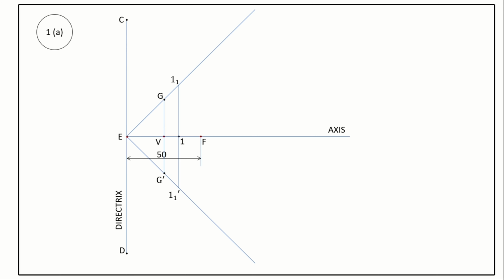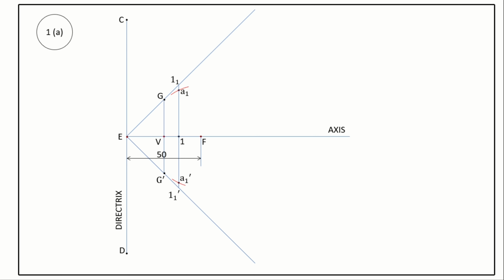Now take a compass, measure the distance 1 1 1. Keeping F as center, cut the same line 1 1 1 and mark the point as A1. Similarly, using the same radius, keeping F as center, cut the line 1 1 1 dash and mark the point as A1 dash.